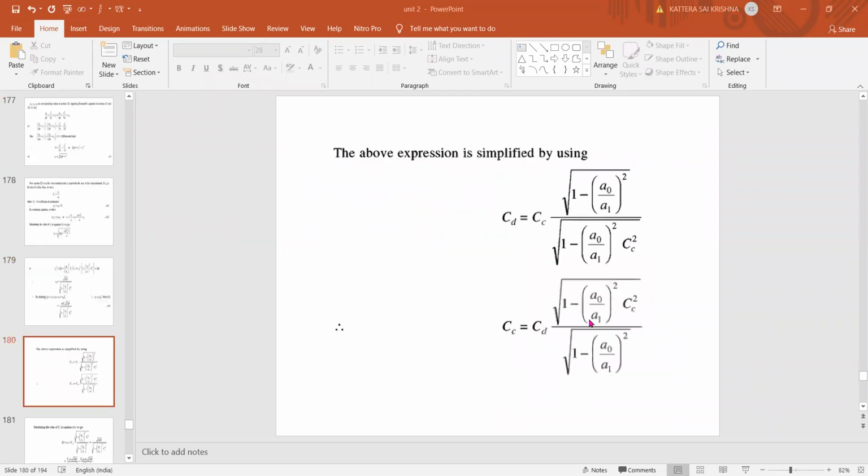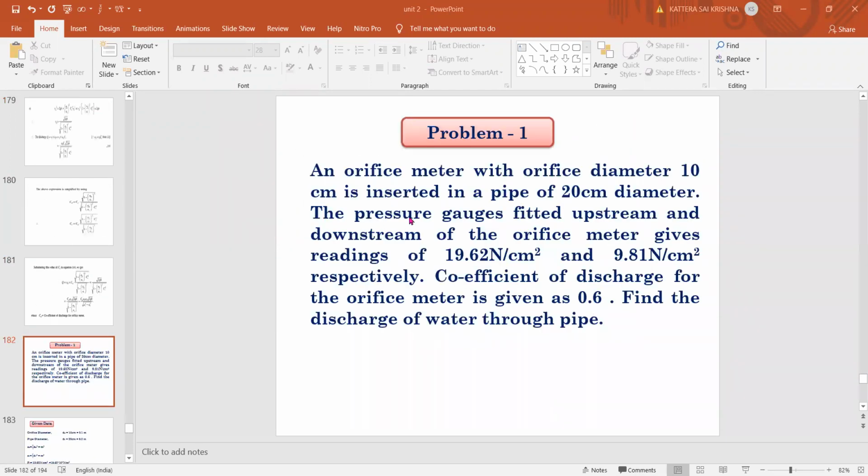Now I'll show the question. Please copy the question. Next, he said the pressure gauges are fitted. In this problem he is fitting two pressure gauges at upstream and downstream of the orifice, one before the orifice, one after the orifice. So you can see the pressure difference will be there. At the first section he has found the pressure as 19.62 Newton per centimeter square. Next, after the orifice, we have 9.81 Newton per centimeter square. Remember, always after the orifice the pressure will reduce, because the velocity is increasing at the orifice. Automatically the pressure at that point will decrease. So pressure will be less at section 2.